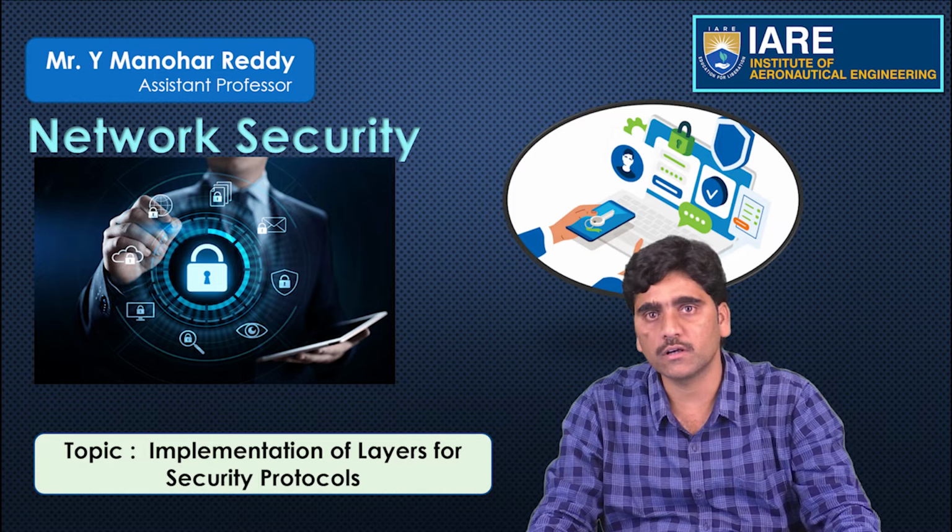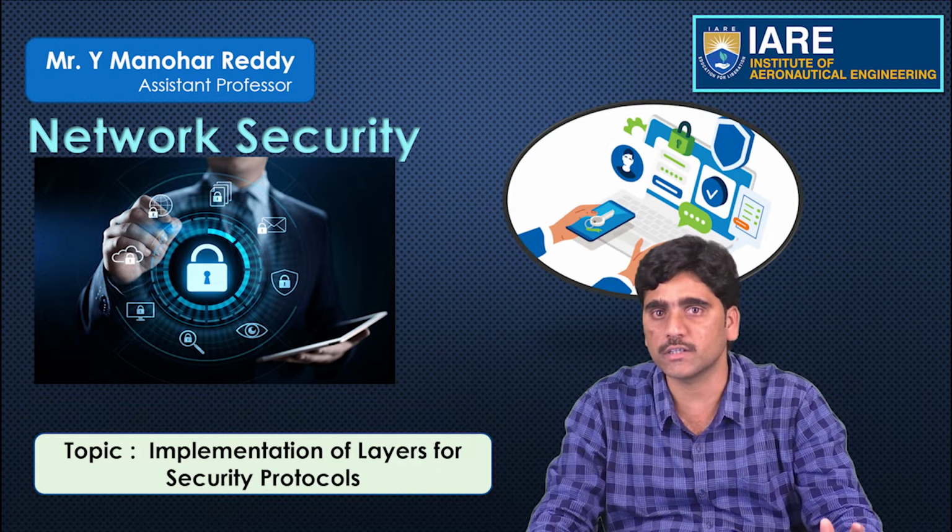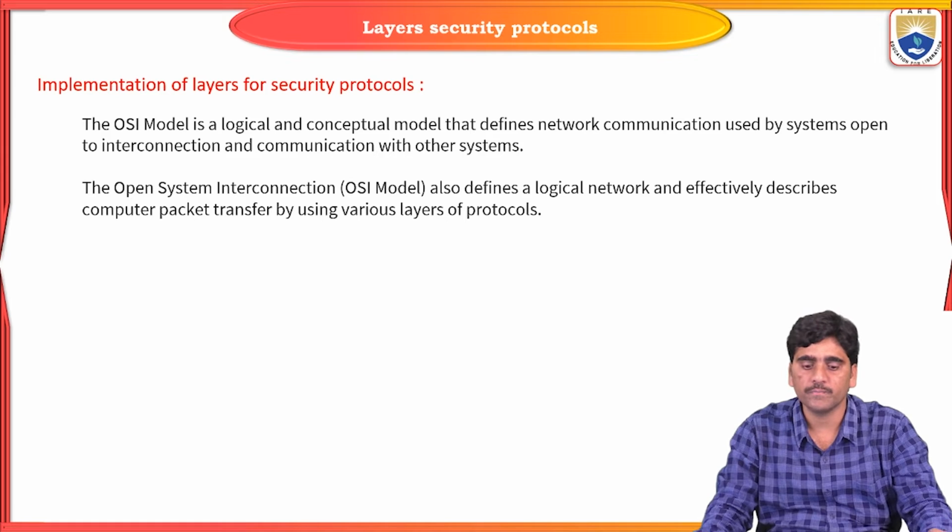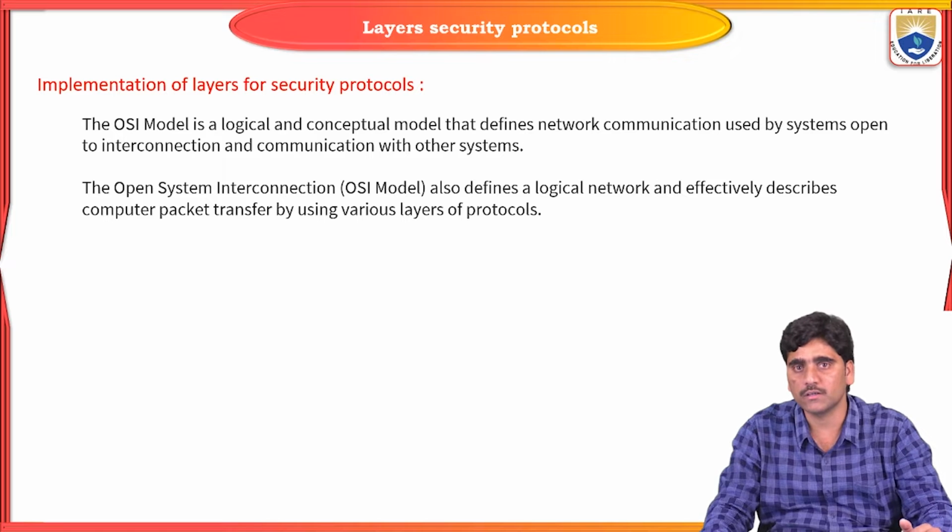Today I am going to discuss the concept of implementation of layers for security protocols. In a real-time communication system, there are different layers presented to communicate across systems or networks. How is each and every layer implemented with the help of some protocols, and how is the data communicated from the top layers to the bottom layers or from the bottom layers to the top layers? For this we have to understand the OSI reference model.